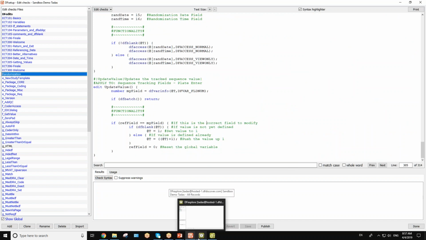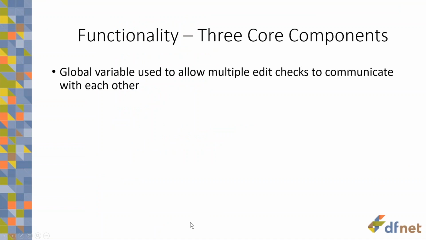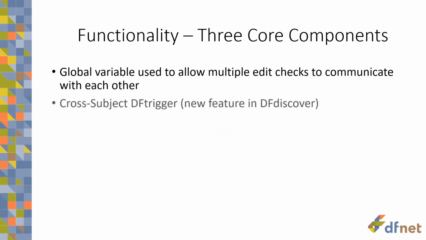This will allow you to be able to make both plates communicate. Using global edit check or global variables to communicate between edit checks is super powerful. Cross-subject DF triggers. So this is a new feature in DFdiscover. This is why this requires DFdiscover. You are not allowed to use DF trigger to manipulate data on a different record on a different participant ID. In previous versions of DataFacts and DFdiscover, you can do this.